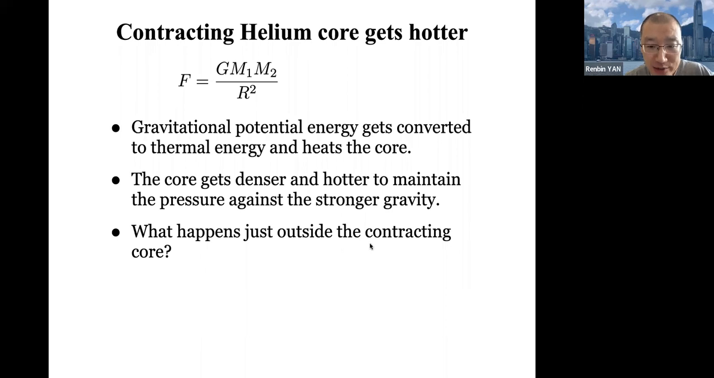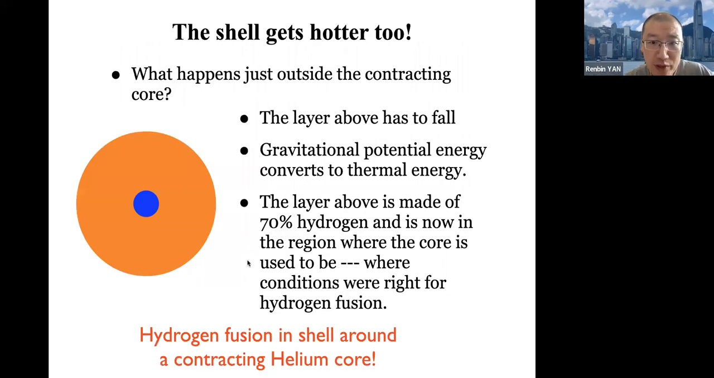And so what happens just outside the contracting core? The shell will get hotter too. So see here, I'm using the blue to indicate the core and the orange to be the shell. And just outside the core, this material now falls toward the center, right? Because the core has contracted, so this material will follow the core and get into smaller places. And so this material is now in the place where the core used to be. And so at that place, the temperature is high enough for hydrogen fusion to start, right?